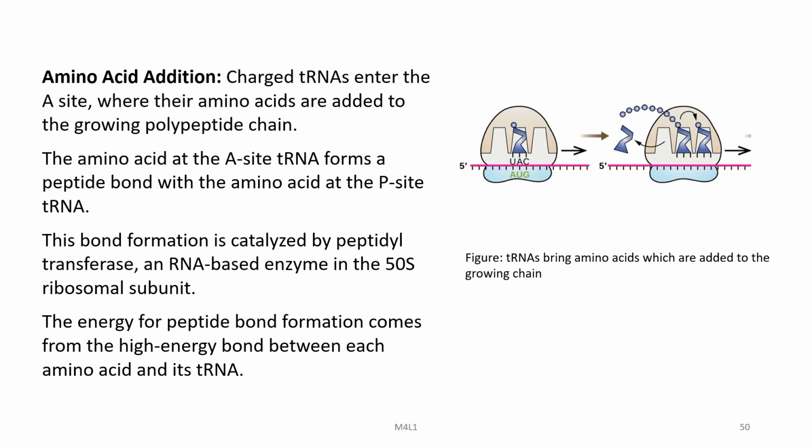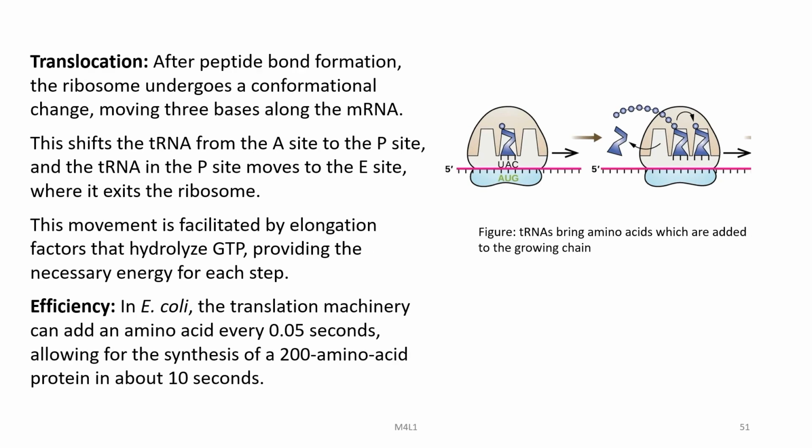Then there is amino acid addition. Charged tRNAs will enter the A site where their amino acids are added to the growing polypeptide chain. The amino acid at the A site tRNA forms a peptide bond with the amino acid at the P site tRNA. This bond formation is catalyzed by peptidyl transferase, an RNA based enzyme in the 50S ribosomal subunit. The energy for peptide bond formation comes from the high energy bond between each amino acid and its tRNA.